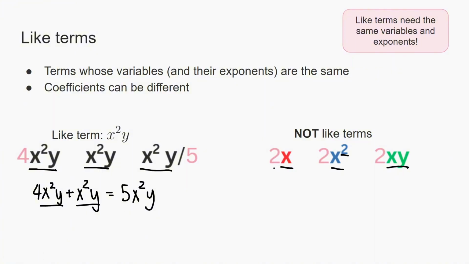For example, if you were to add 2x and 2x squared, there's nothing to further simplify because we have different terms. It would just be this.